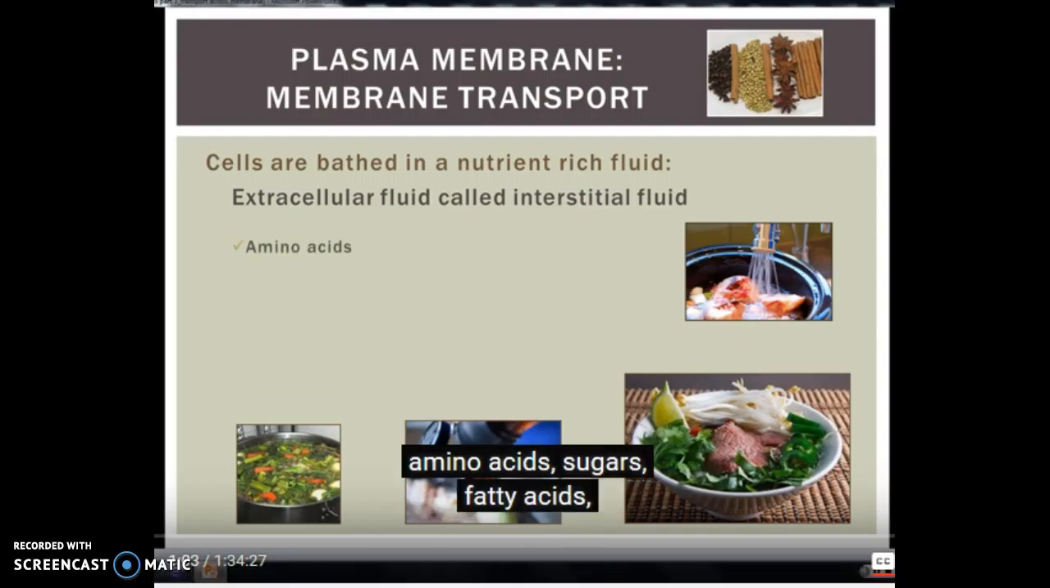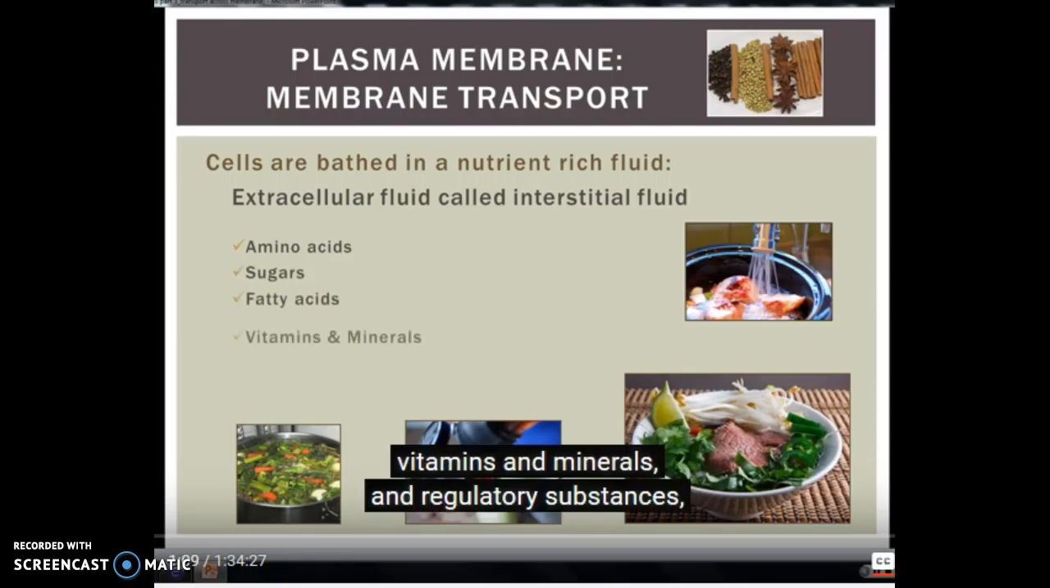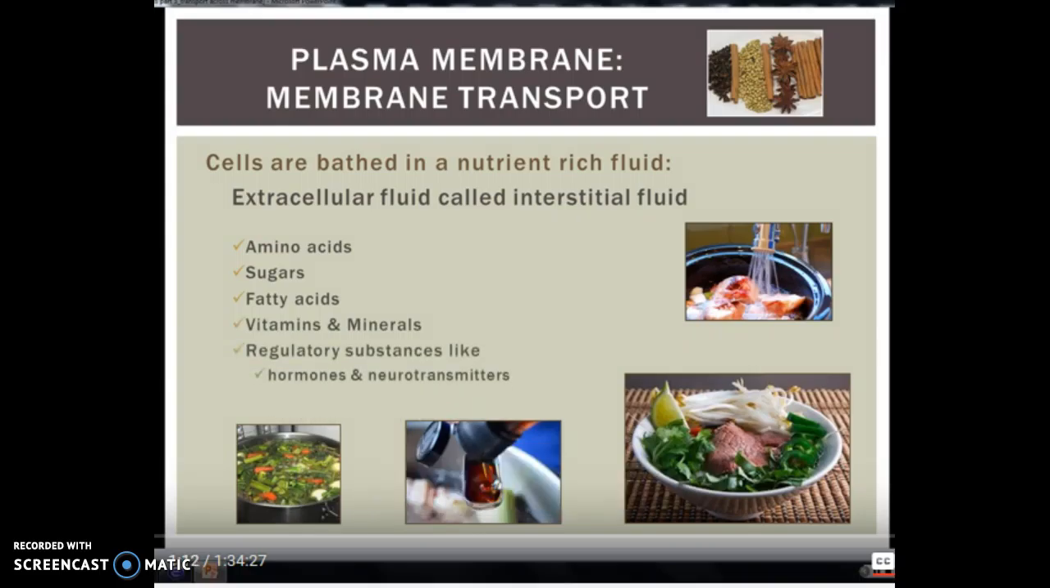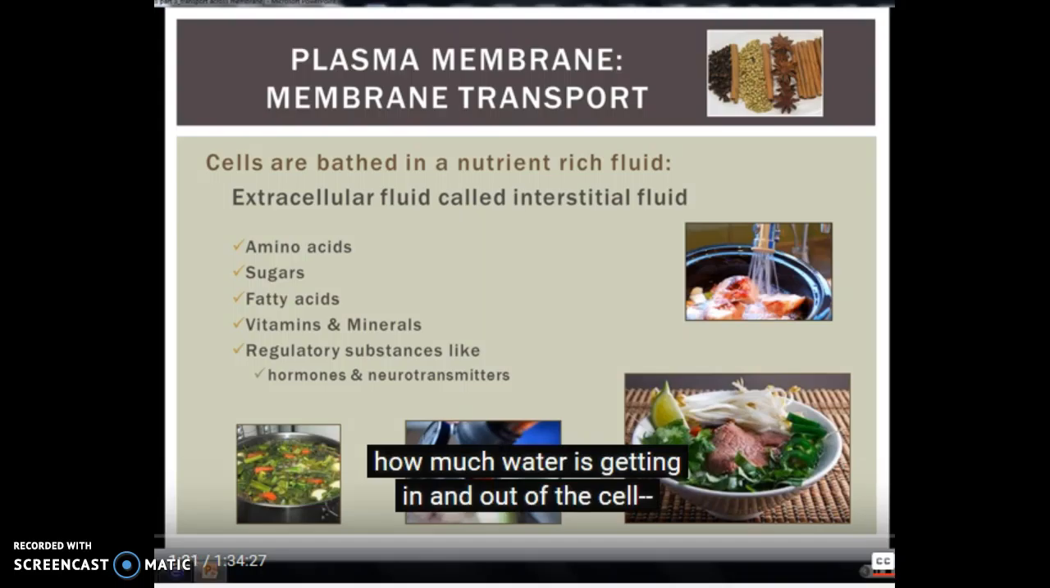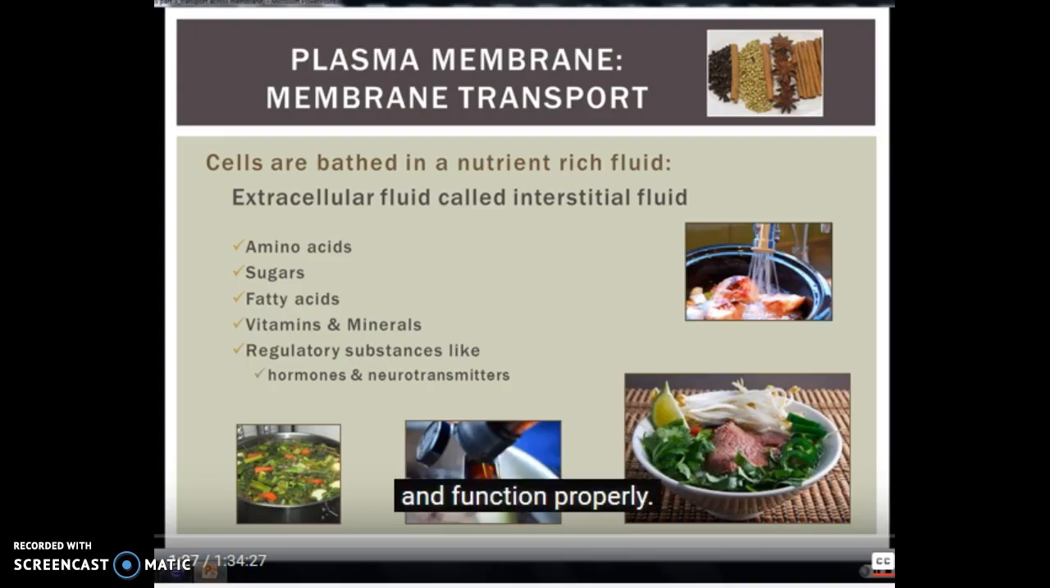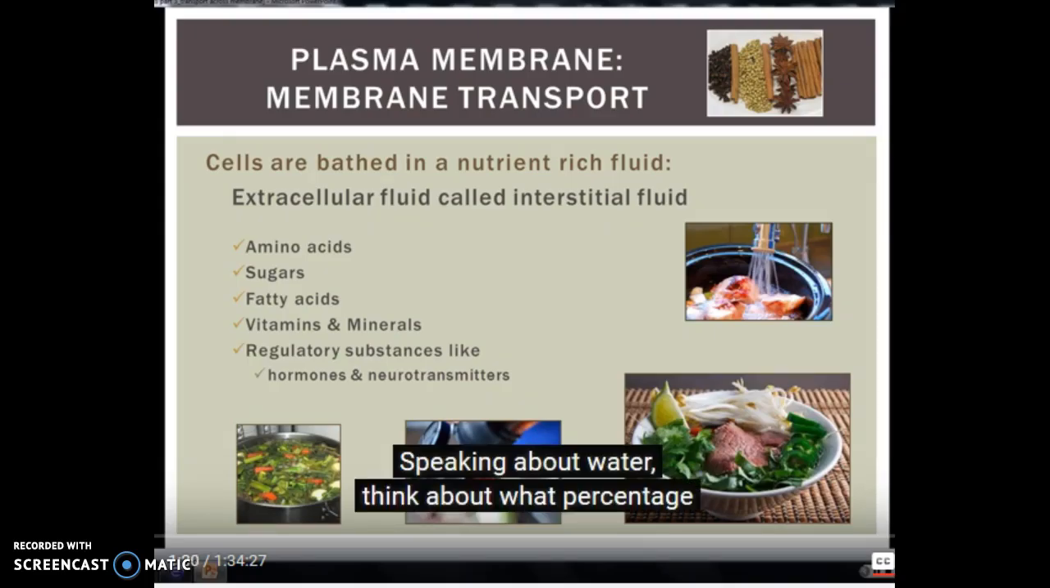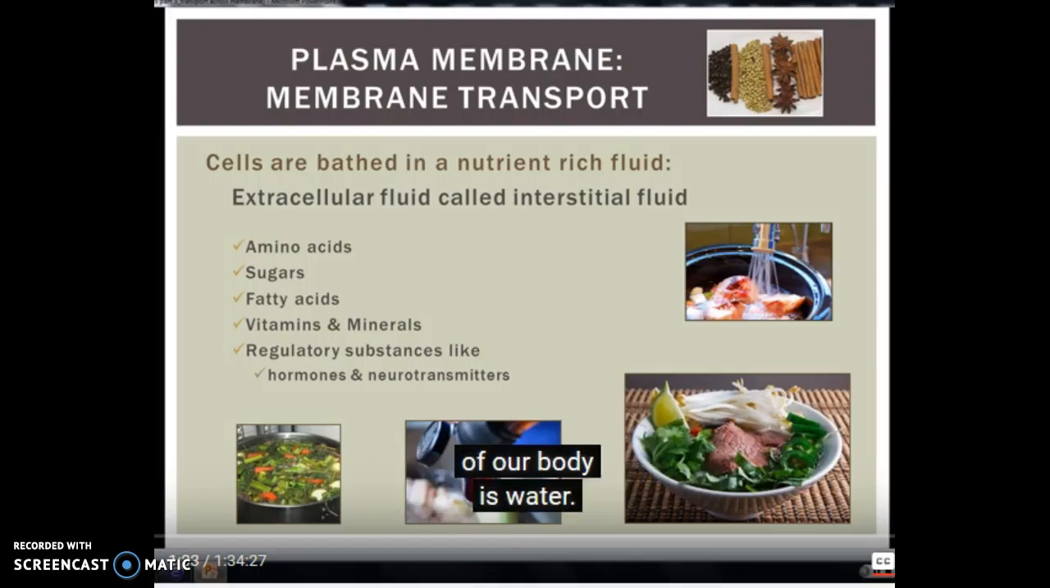Substances like amino acids, sugars, fatty acids, vitamins and minerals, and regulatory substances like hormones and neurotransmitters. Even the balance of water, how much water is getting in and out of the cell, is crucial for the cells to remain healthy and function properly. Speaking about water, what percentage of our body is water? About how much of our cells and our body are made up of water? Approximately 70%.